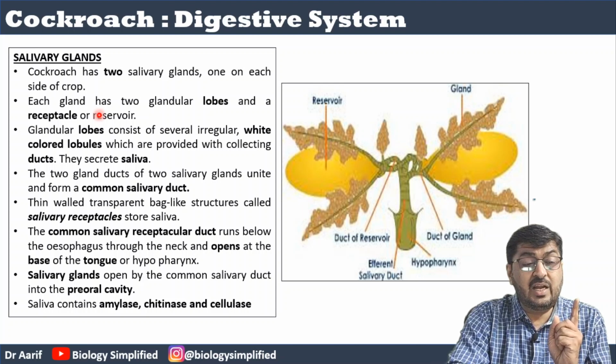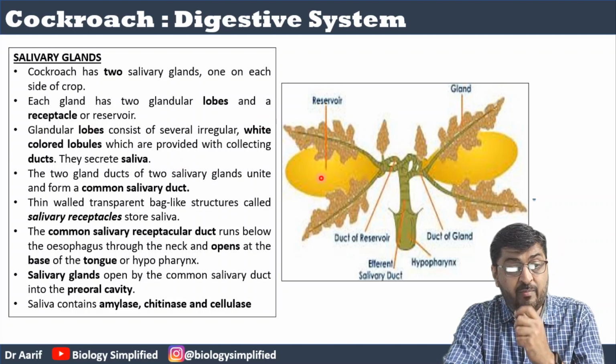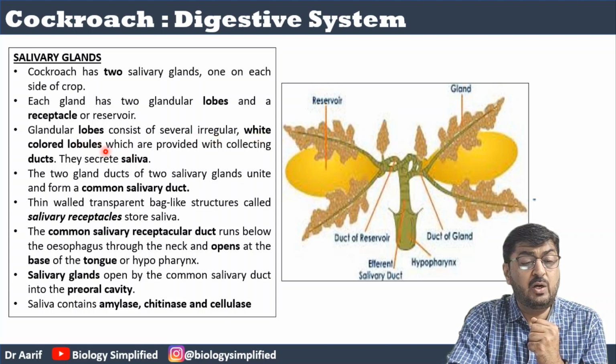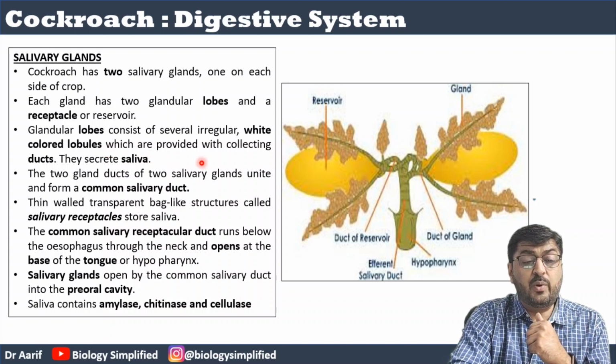Right now, each gland has 2 glandular lobes. So this leaf-like structure is the glandular lobe. Can you see, I have marked it? Look, the gland is this, and a receptacle or a reservoir. This is the reservoir. I hope it is very clear, please. So the lobes, the leafy structures, consist of several irregular white colored lobules. Lobe is made up of lobules, which are provided with collecting ducts.